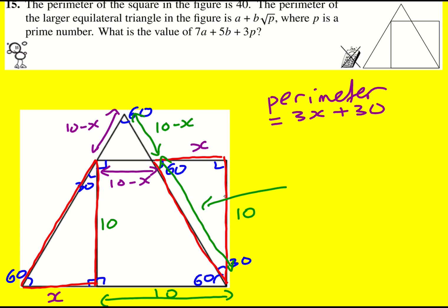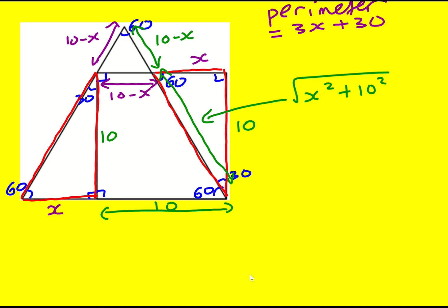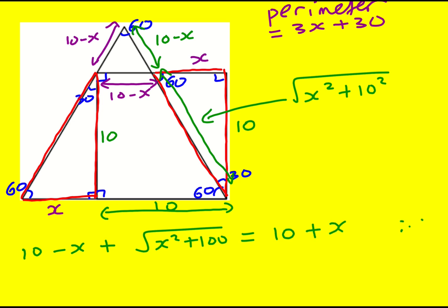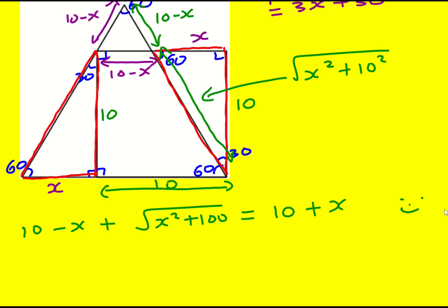Because it's a right angle triangle, I can use Pythagoras' theorem. It's going to be x squared plus 10 squared square rooted. And therefore I can create an equation. 10 minus x plus root x squared plus 100 must equal 10 plus x. Okay, it's looking good from here on. I'm going to subtract 10 from both sides, so they just go. And therefore it's going to be 2x is equal to root x squared plus 100.